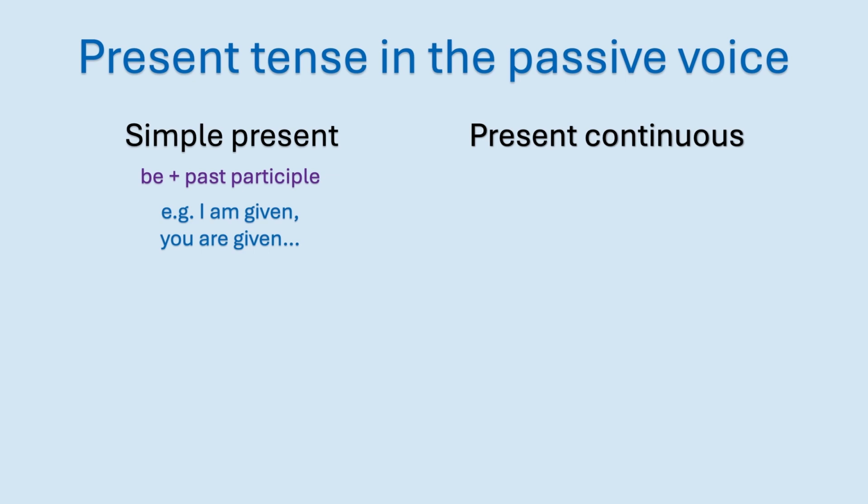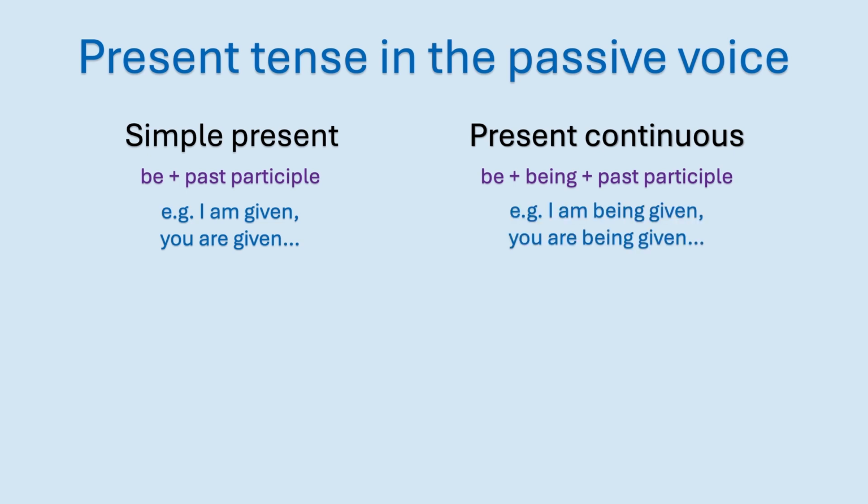Present continuous. Be plus being plus the past participle. I am being given. You are being given. He, she, it is being given. We are being given. They are being given. An example sentence is, he is being taken away tomorrow.